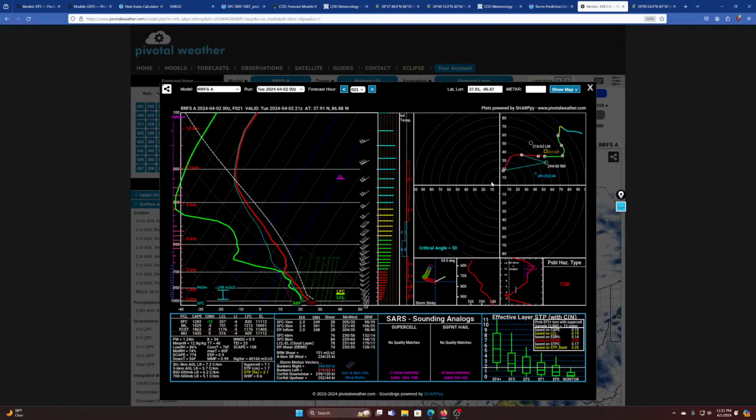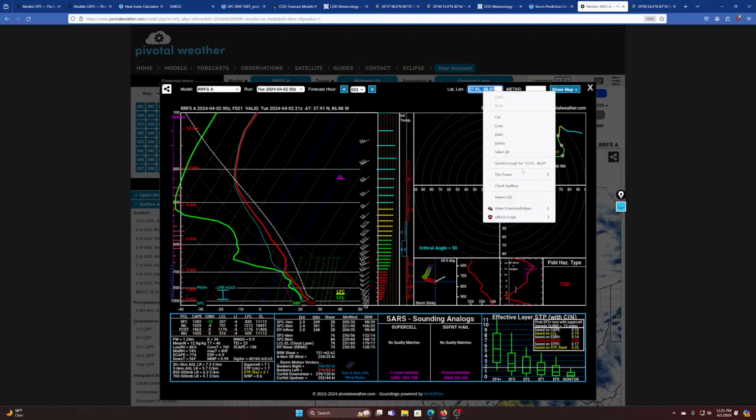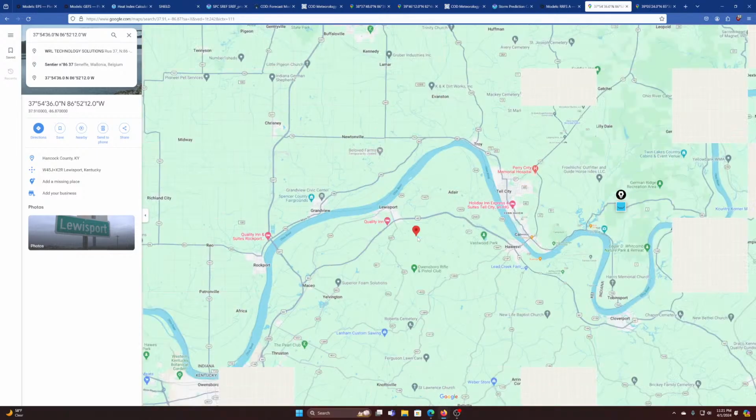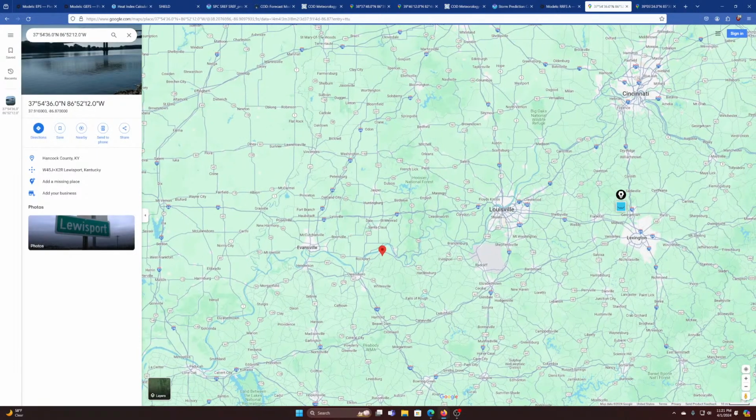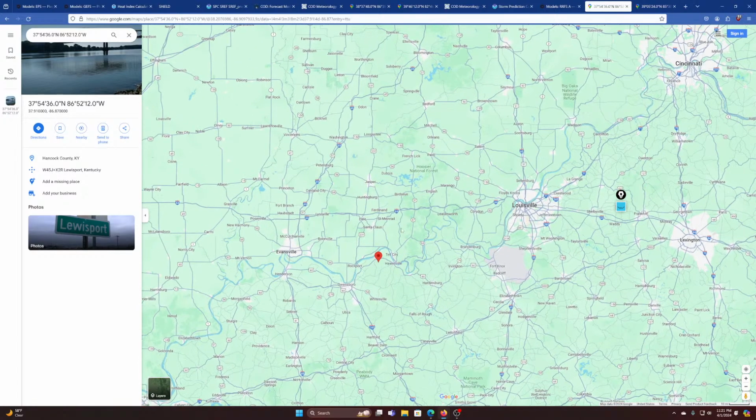So yeah, third photograph. Where is this at? Evansville. So yeah, you want to start off. So if you're a chaser, you want to start your day off in probably Evansville to Louisville, probably somewhere in the middle.